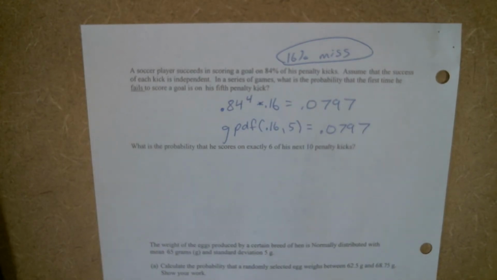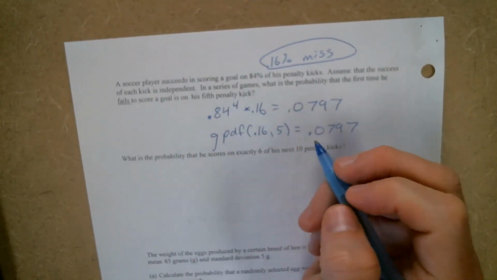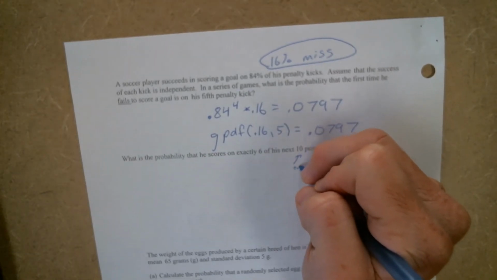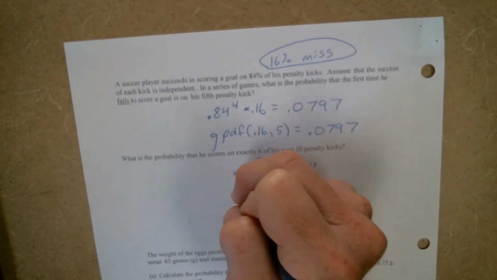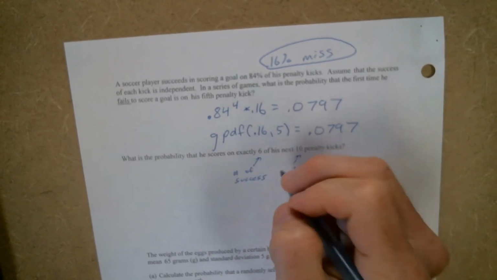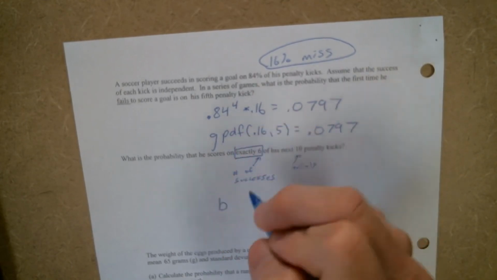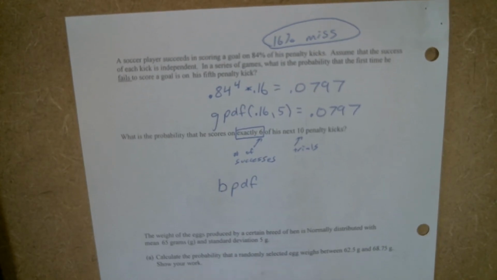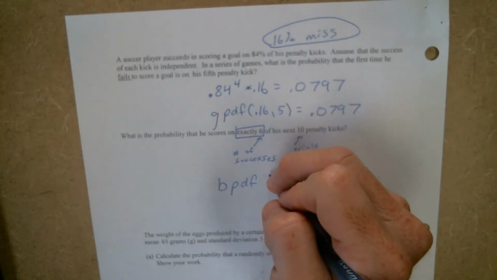What is the probability that he scores on exactly 6 of his next 10 kicks? All right, so this is a binomial situation because they're giving us a fixed number of trials. This is the number of trials. This is the number of successes. So this is a binomial, and because it says exactly 6, it's going to be a binomial PDF. If it had said 6 or fewer, that would have been a CDF. That's what CDF does. It does from the number down.